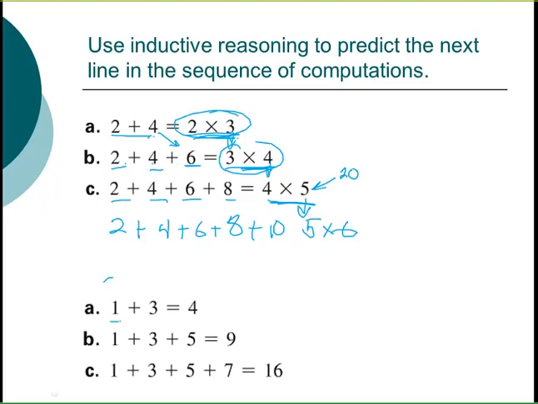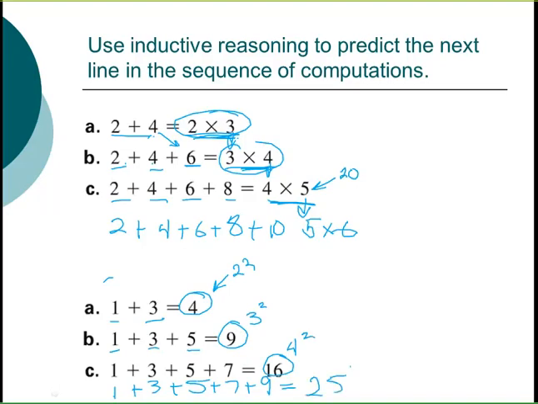So let's take a look at this bottom pattern. Again, the first one is 1 plus 3, then 1 plus 3 plus 5, so we're counting the odds. 1 plus 3 plus 5 plus 7, so obviously the last one has to be 1 plus 3 plus 5 plus 7 plus 9. How does this work? 4, 9, 16. What's the pattern here? Well, these are the squares. This is 2 squared. This is 3 squared. This is 4 squared. The next one's got to be 5 squared, which is going to be 25.